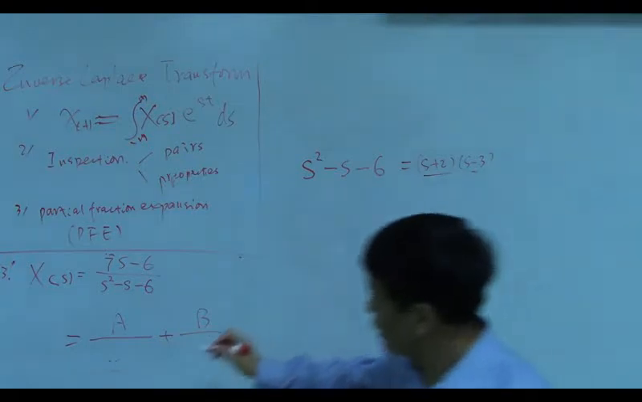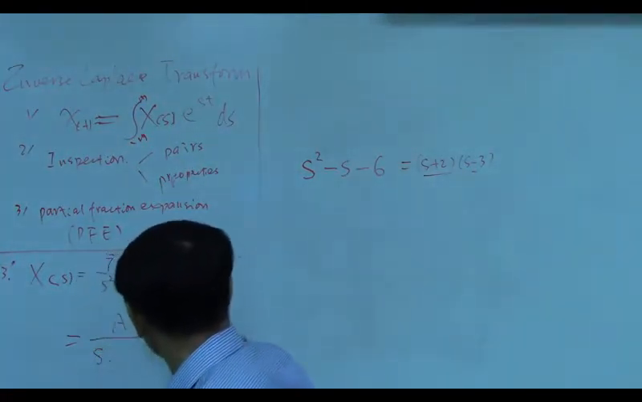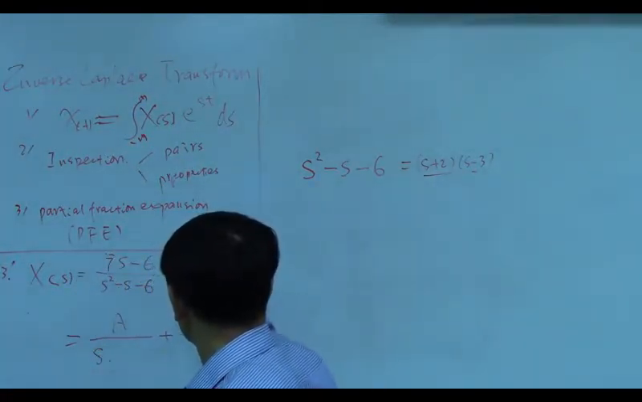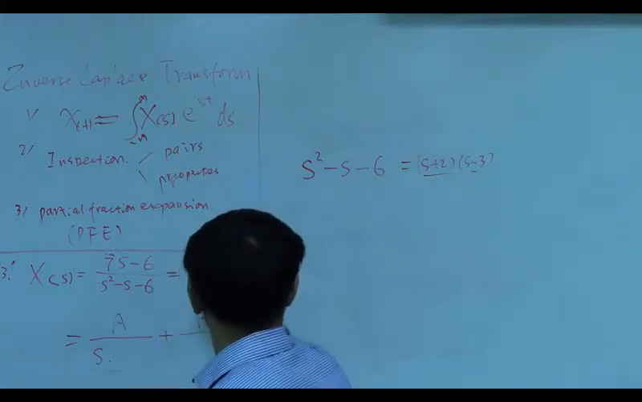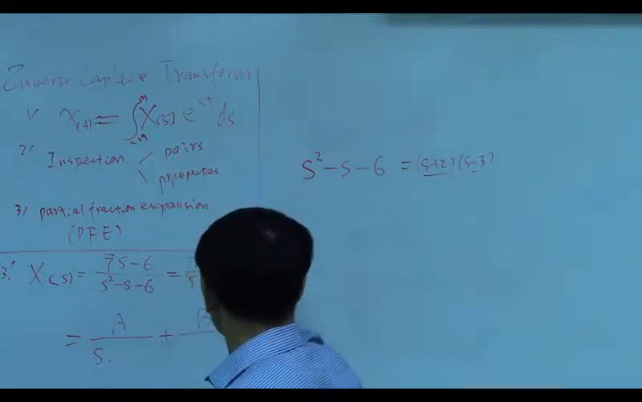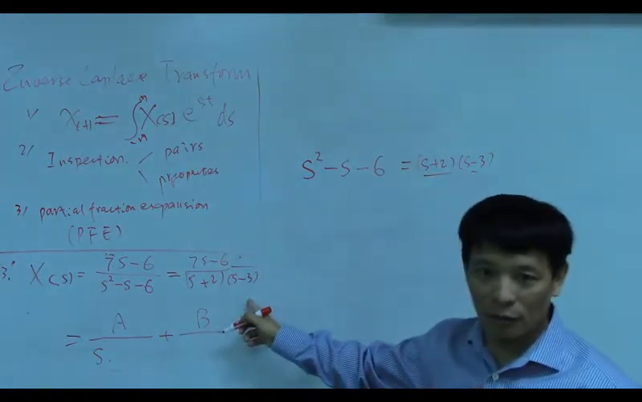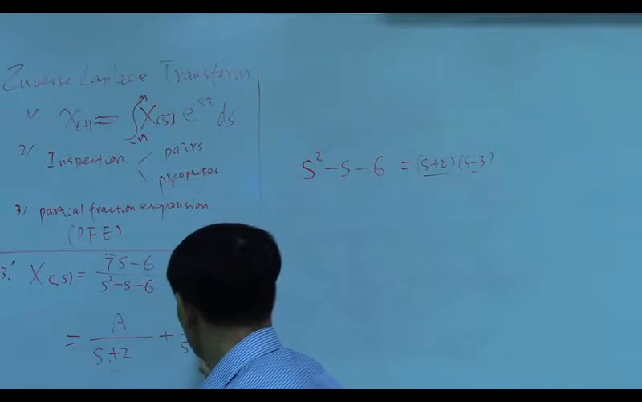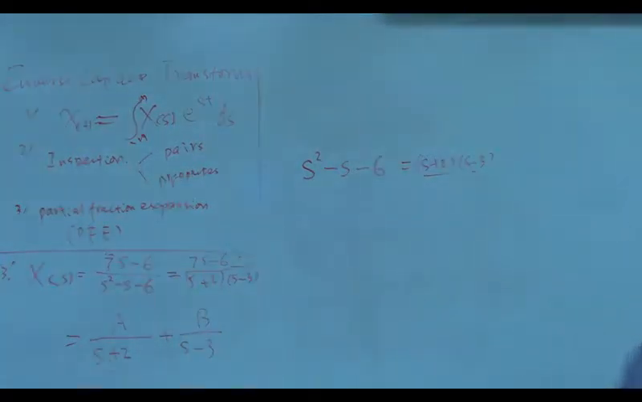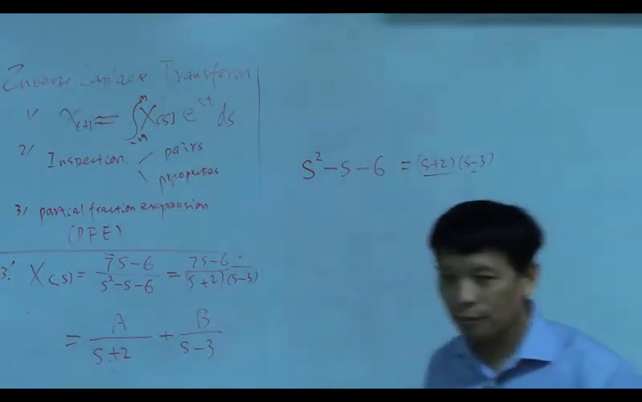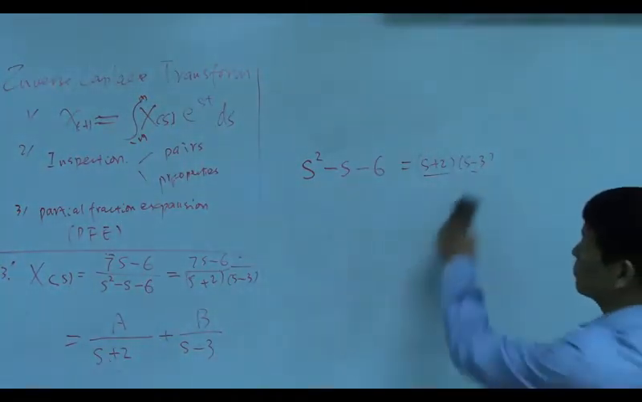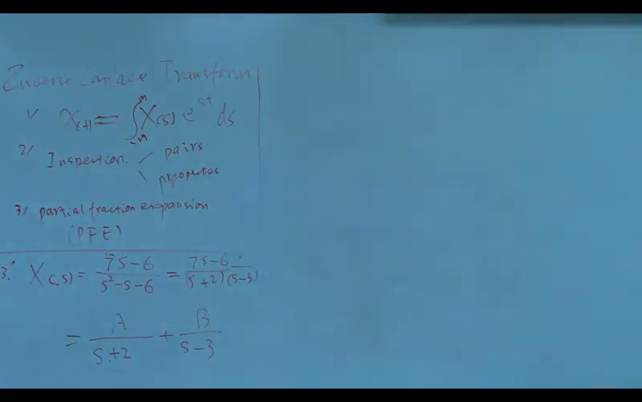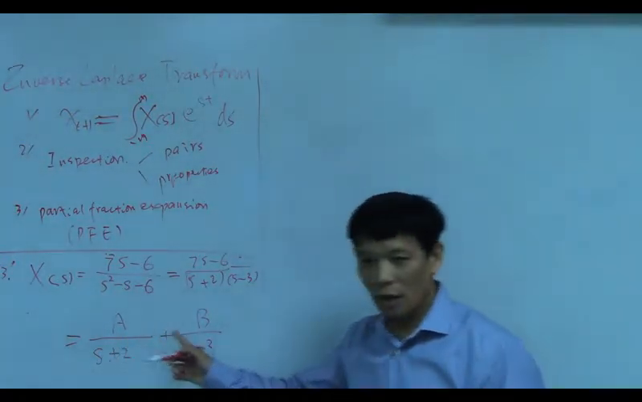So one factor is here. I can write this one: 7s minus 6 over s plus 2 times s minus 3, like this. Then we have s plus 2 here, s minus 3 here. So we're going to decompose this into two terms. The next step is to determine constant A and constant B.